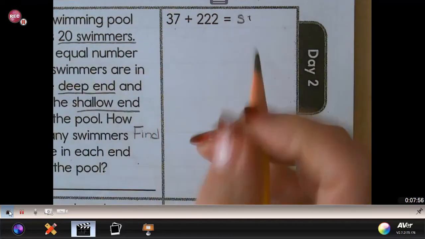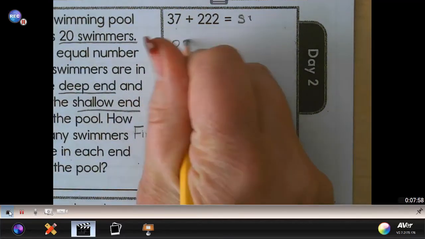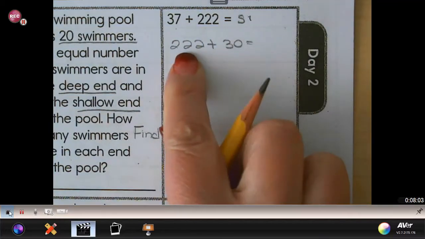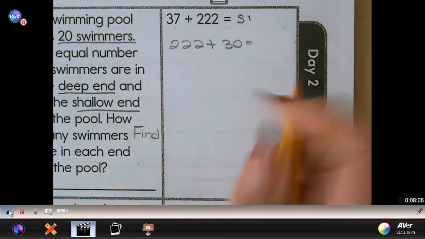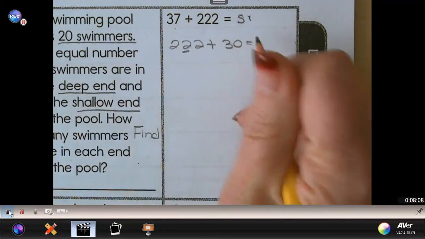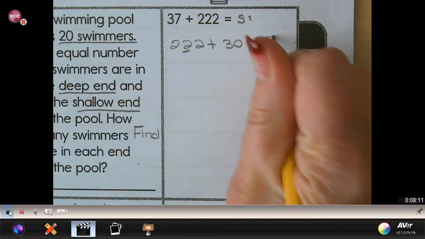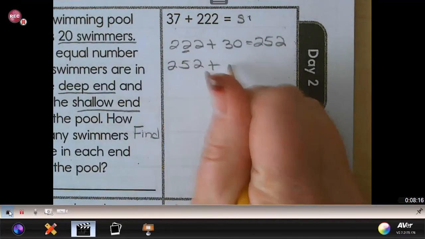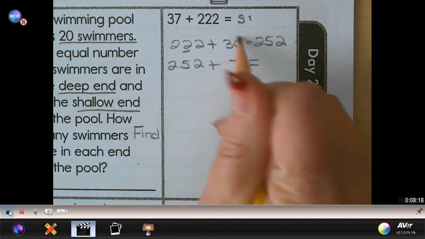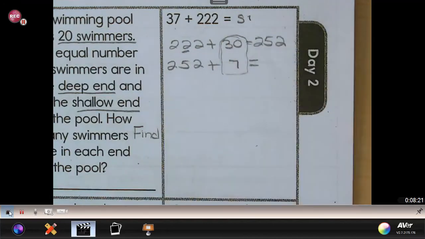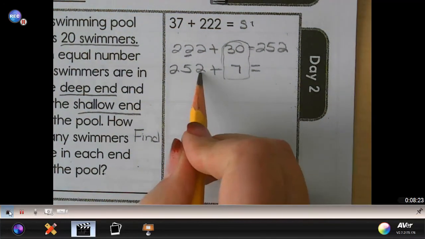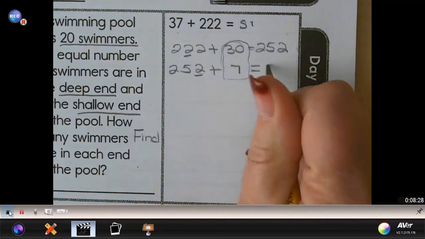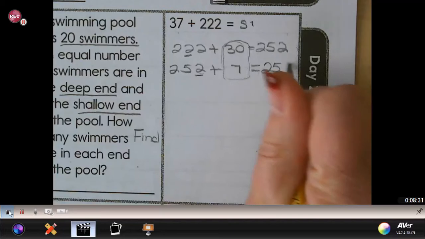There's a couple of different ways that we could approach this. We could take the 222 and add 30 to my tens place here, which is 20. When I add 30 to 20, I have 252. I could take my 252 and add 7 more, and here is my 37. So I add 7 more to my 2, which is my ones place, and when I add 7 and 2, I now have 759.